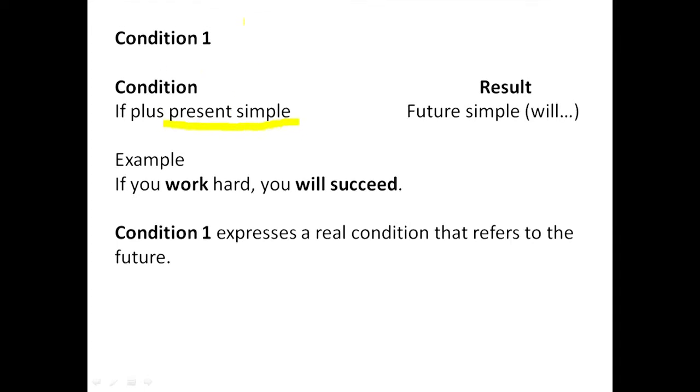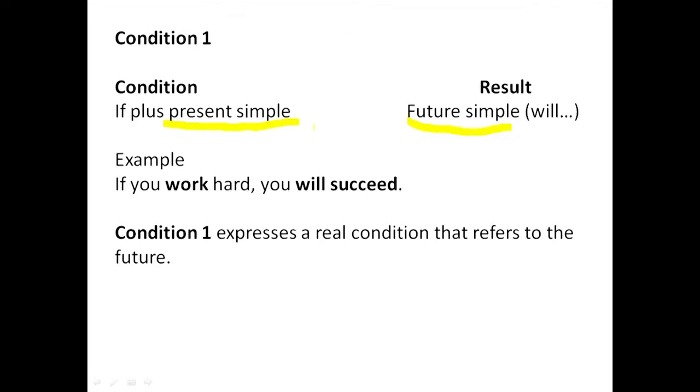So, under condition 1, we are to have present simple or present tense. Under the consequent clause or result clause, we have to have future simple, meaning the will. The will with any base form. Will go, will eat, will run, will jump, will smile, will fly, will receive. We call this one, of course, future simple.